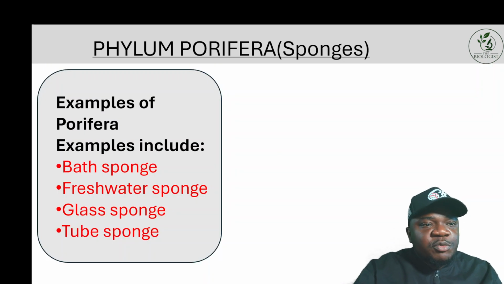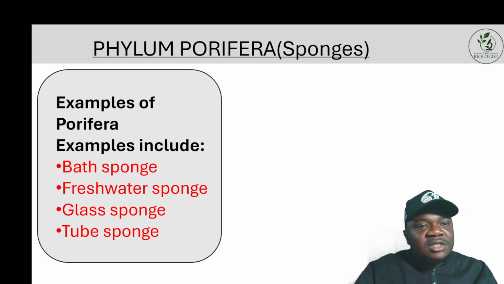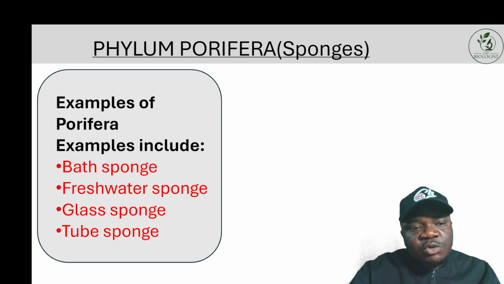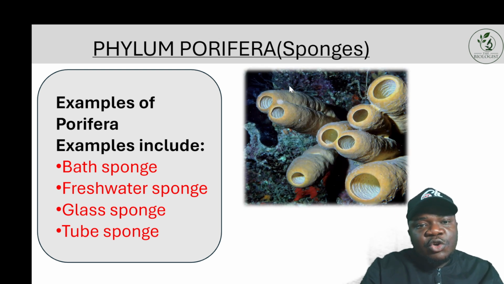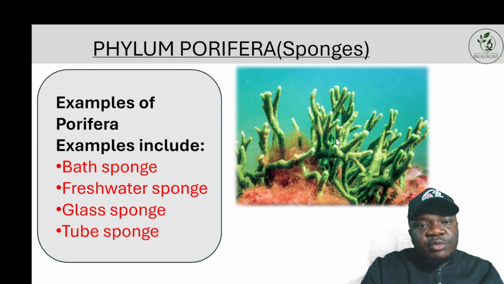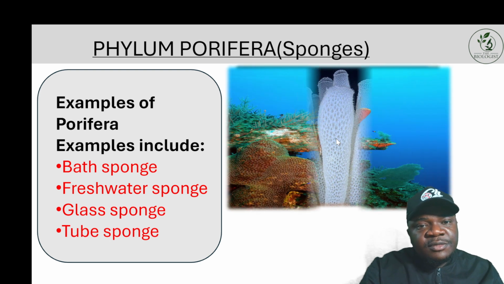So some good examples of Porifera include the bat sponge, the freshwater sponge, the glass sponge, and the tube sponge. So they all come in different forms. They come in this form and they come in this form. All right.